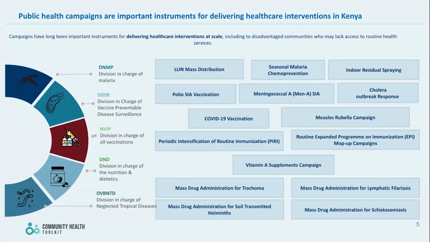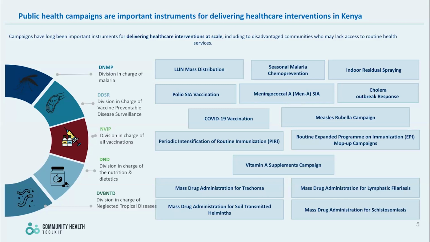We also know our disease surveillance program, together with the vaccine program, also runs a couple of campaigns around polio, meningitis, and, as we recently all encountered, the COVID vaccines, and also a measles rubella campaign. Sometimes our nutrition program also does campaigns around vitamin A supplements, and we know this one is sometimes done together with the measles rubella campaign.